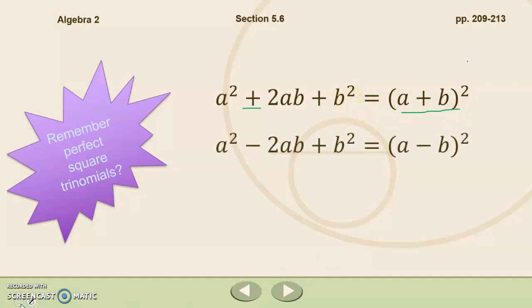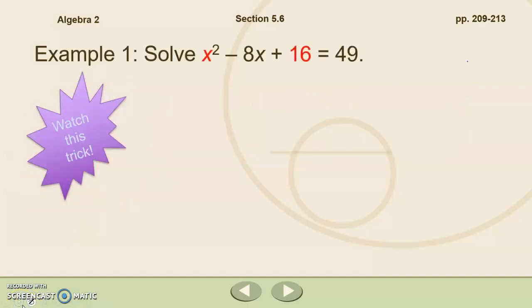The other perfect square trinomial we got was from the square of a difference. (a minus b) squared always produces this a squared minus 2ab plus b squared. Or if we're having to factor this perfect square trinomial, and we notice there's a difference here, we can take a shortcut and end up with (a minus b) squared. So we are going to refer back to that today when we talk about completing the square and these perfect square trinomials. So let's take a look at x squared minus 8x plus 16 equals 49.